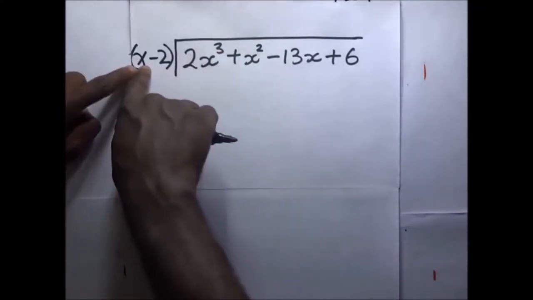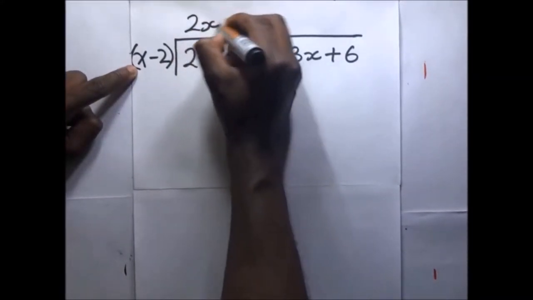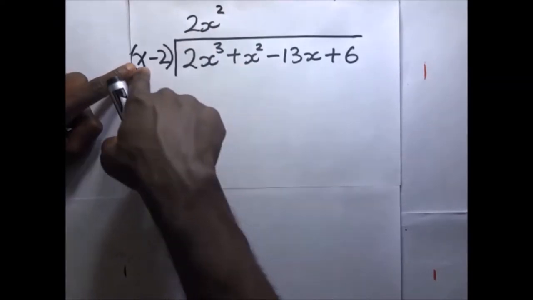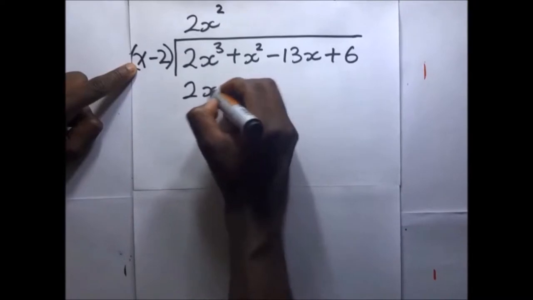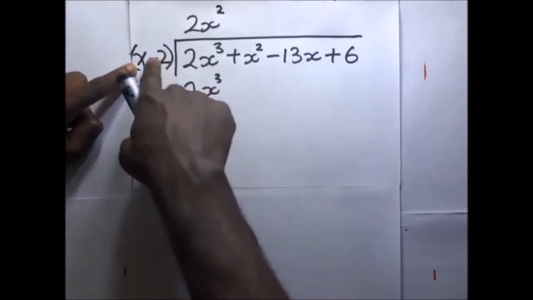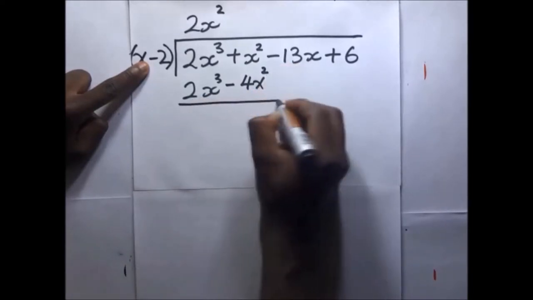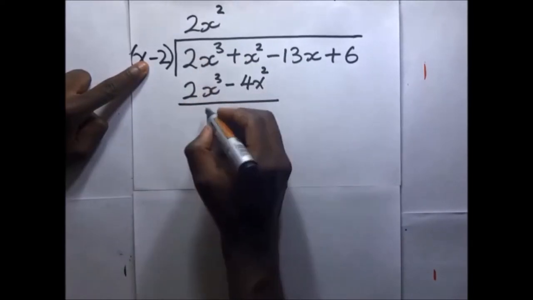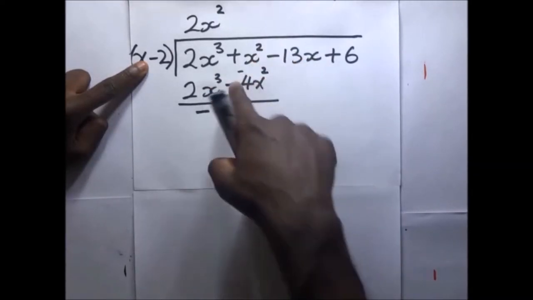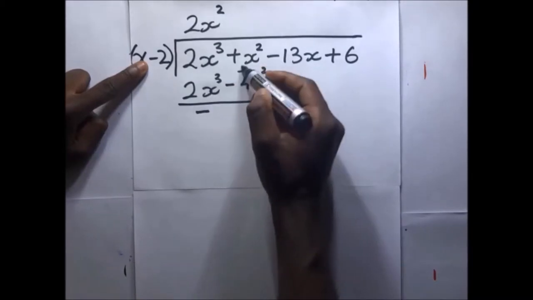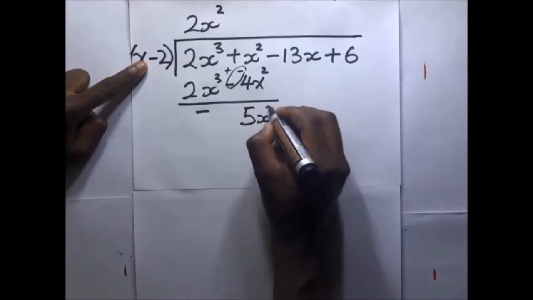2x cubed, divide that by x, you will get 2x squared. So 2x squared multiplied by x is going to end up with 2x cubed. Then 2x squared times negative 2 will end up with negative 4x squared. When we subtract these two, this minus that will remain with nothing, 0. The x squared minus negative 4x, this will become a positive. So this plus that is going to give us 5x squared.